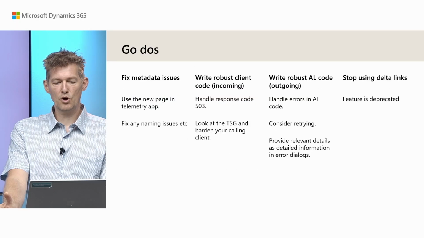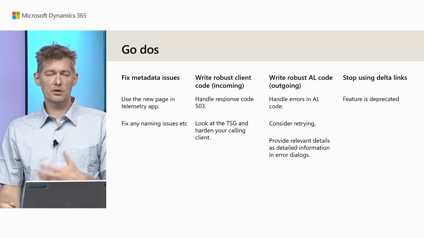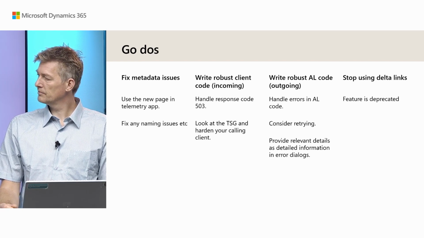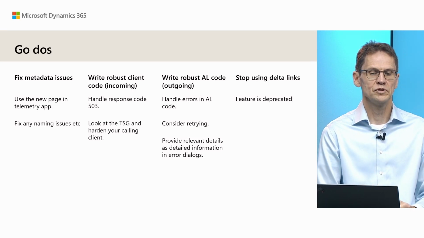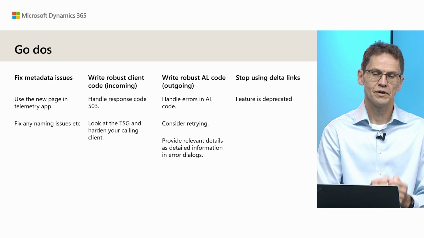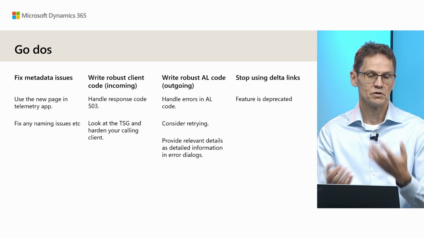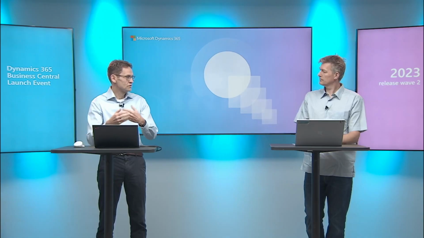So, to-dos. Go check if you have metadata issues, use telemetry to find it, and fix it. And also make sure that you harden your code for interacting with web services, both the incoming requests, where you should handle the response codes correctly, decide on a back-off strategy, etc., and look at the troubleshooting guide and harden it. And same thing for the outgoing calls. You can handle the errors in AL code, and you can provide relevant details as detailed information. And of course also there, consider retrying.